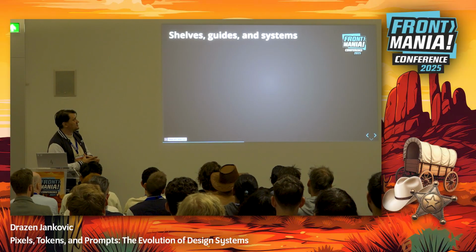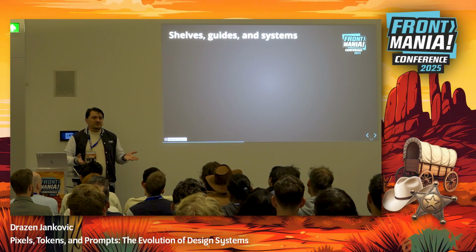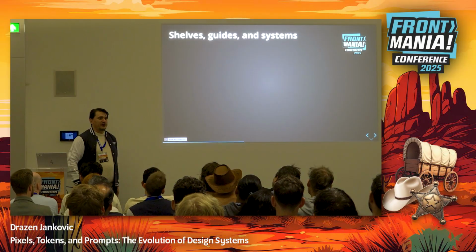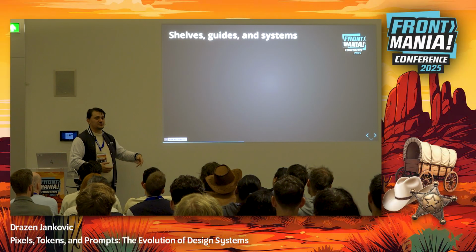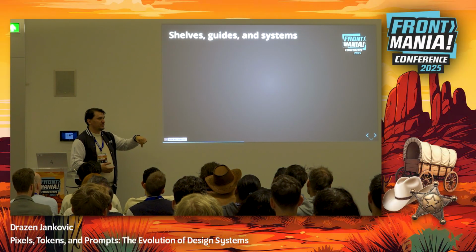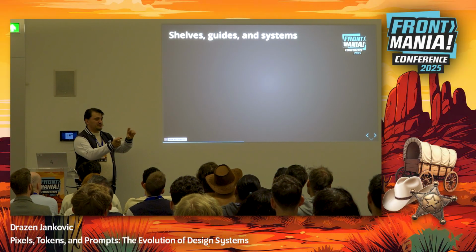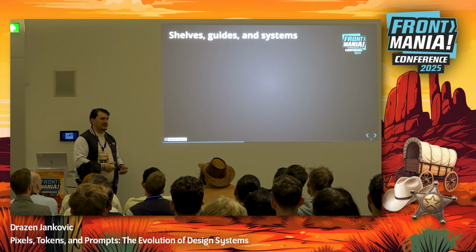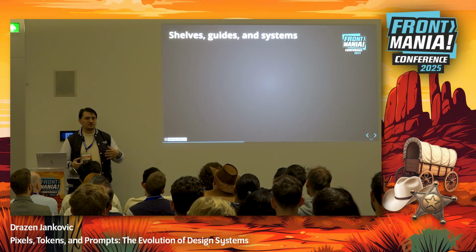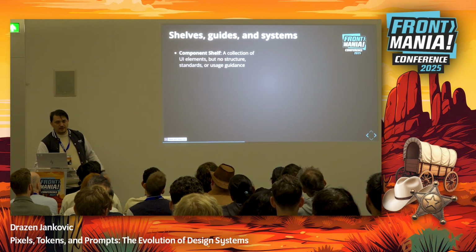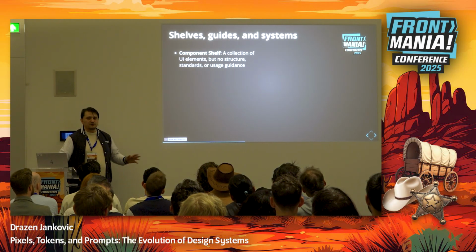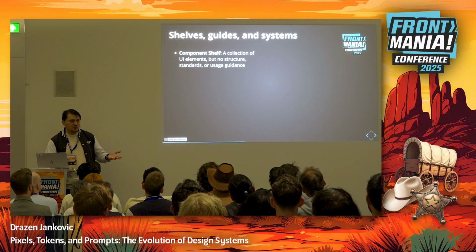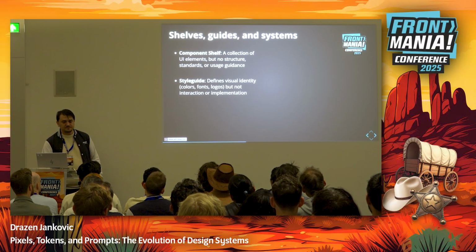In the early days of digital design, basically, you had a component shelf. It's like, here are all my UI elements, use them. Like I said, you could go and download jQuery and just use whatever component you want inside whatever other component you want. You could put a drop-down inside a button because there were no guidelines, no guidance or governance to prevent you from doing these things. So the component shelf was basically a collection of UI elements with no structure, no standards, and no usage guidance.